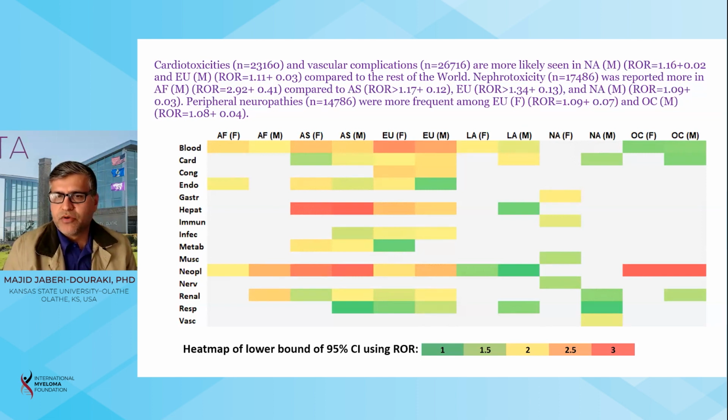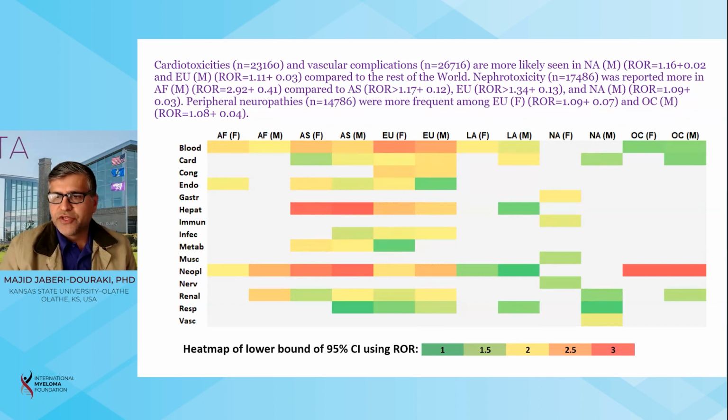It was seen more in Africa, with a reporting odds ratio close to 3, compared to Asia, which was around 1.2, and also the EU and North America. One other finding was related to peripheral neuropathies.